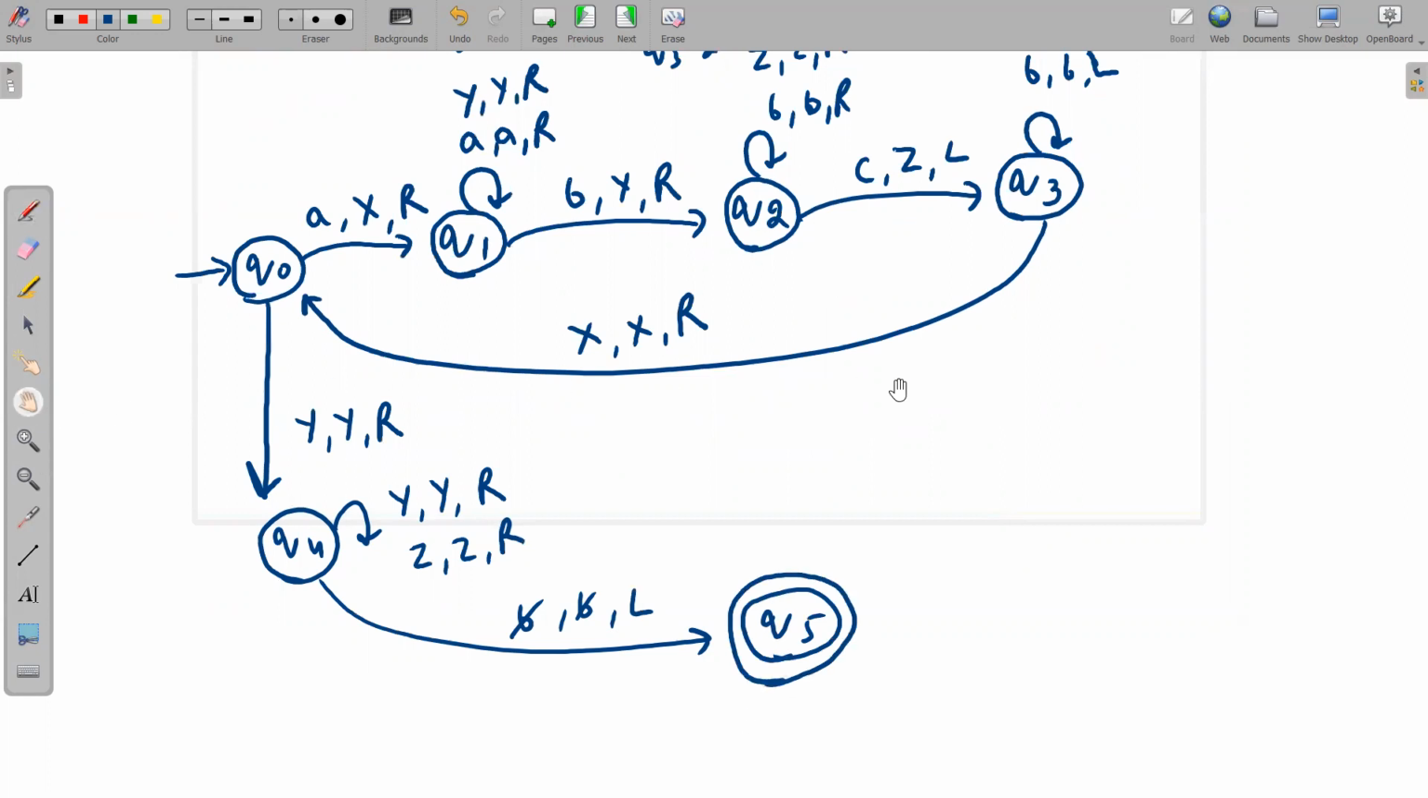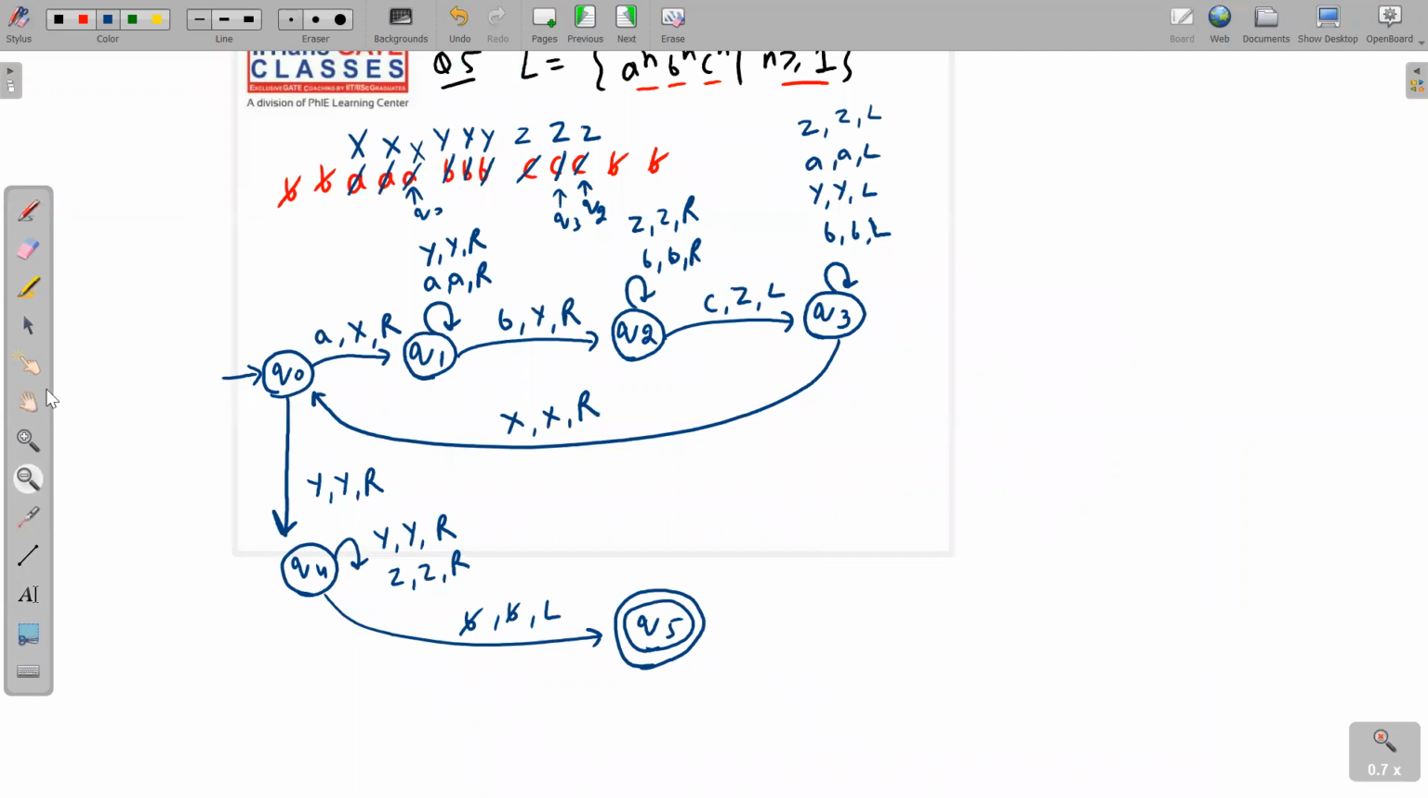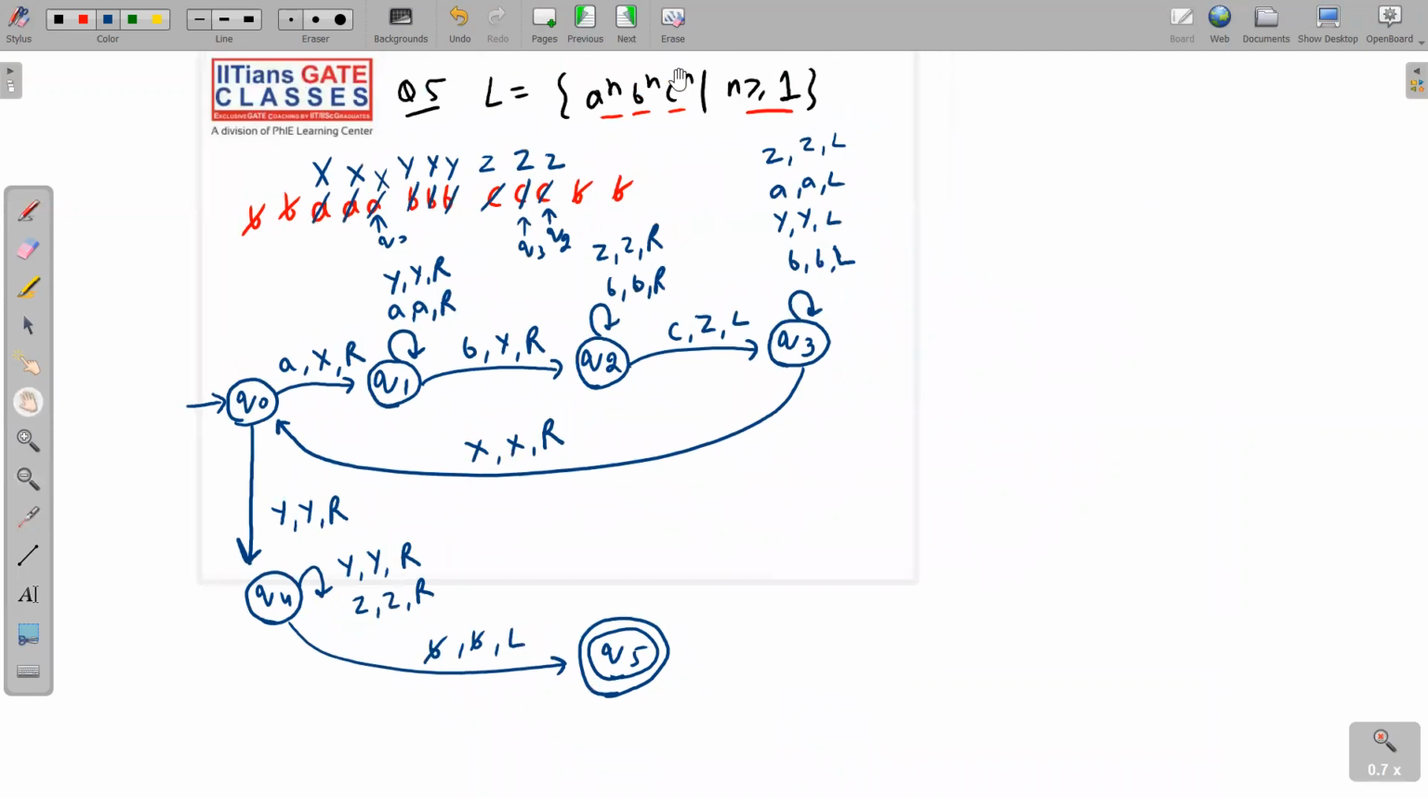So I hope I have made the point clear to all of you. So this is your Turing machine for a power n, b power n, c power n, such that n is greater than or equal to 1. I hope everything is crystal clear, because I have taken an example, and while tracing that example, I have designed the Turing machine.